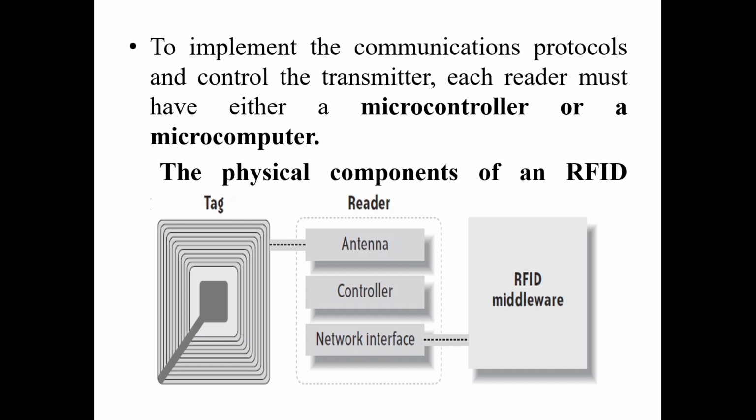The network interface just ensures smooth connectivity between the reader and enterprise systems, allowing real-time data transfer. So finally, the RFID middleware acts as the intelligence layer that filters, interprets and integrates RFID data into business applications. So together these elements form a robust ecosystem that enables accurate identification, tracking and management of objects across diverse industries.